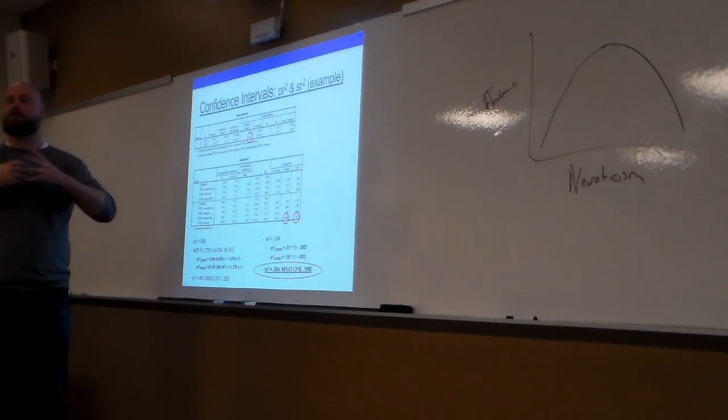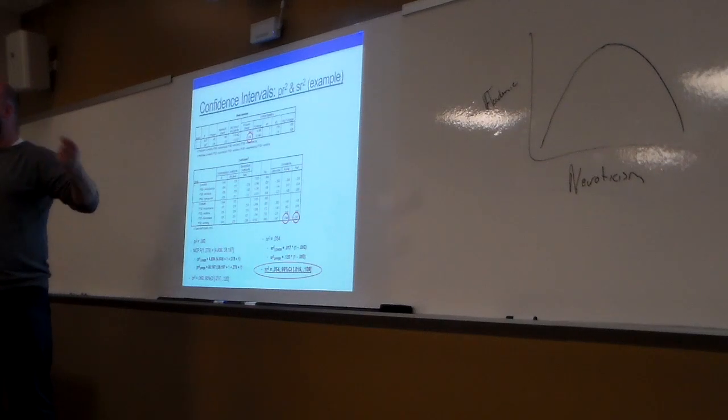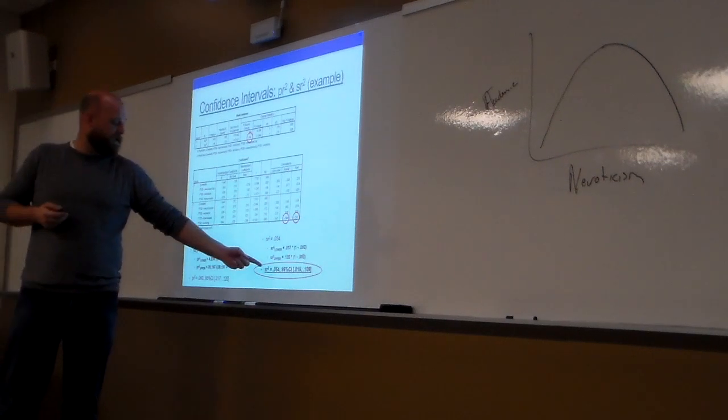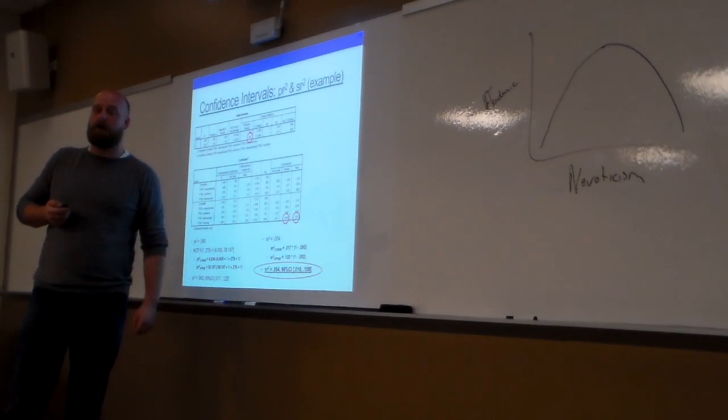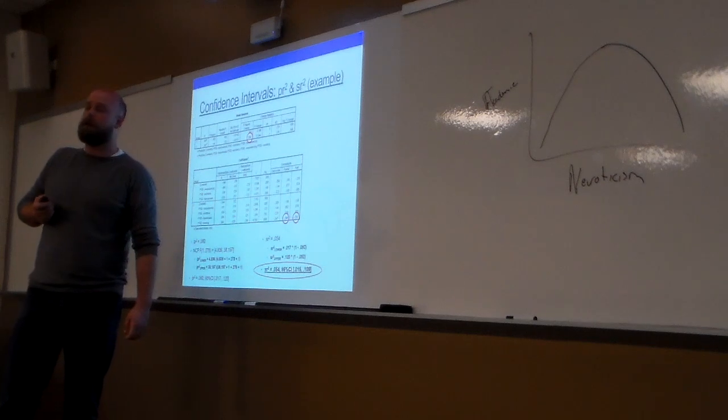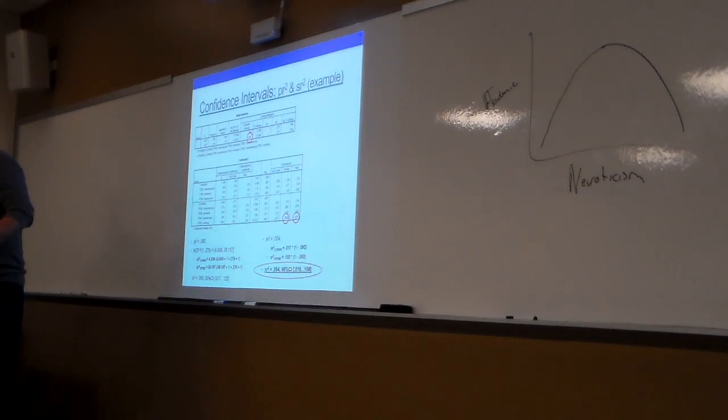And so then I've got my squared semi-partial correlation, or the proportion of total variability in quality of life that's unique to emotional numbing, is 0.054, with a lower bound of 0.015 and an upper bound of 0.109. Okay.